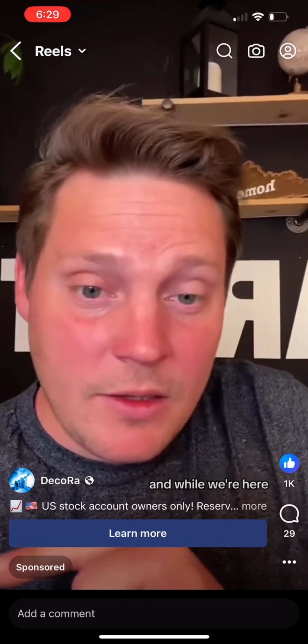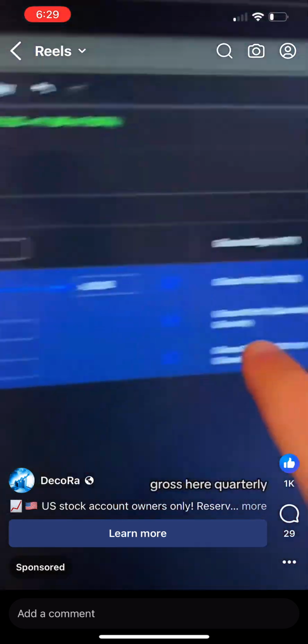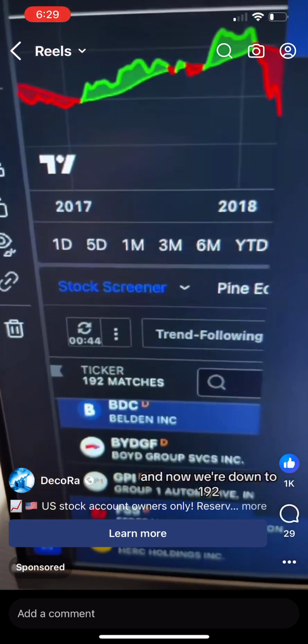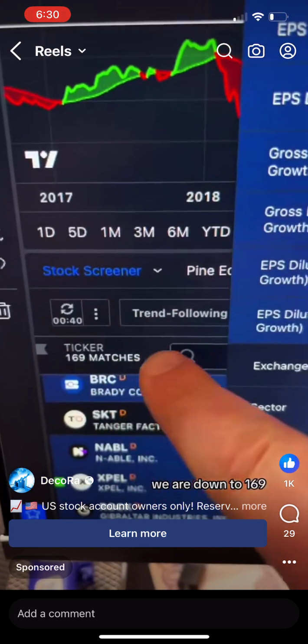And while we're here, let's make sure that they've been trending profitable. So we change all these gross profit gross here, quarterly and annual, to above 0, and now we're down to 192. And I notice I had 100 billion instead of 50 billion. We are down to 169.